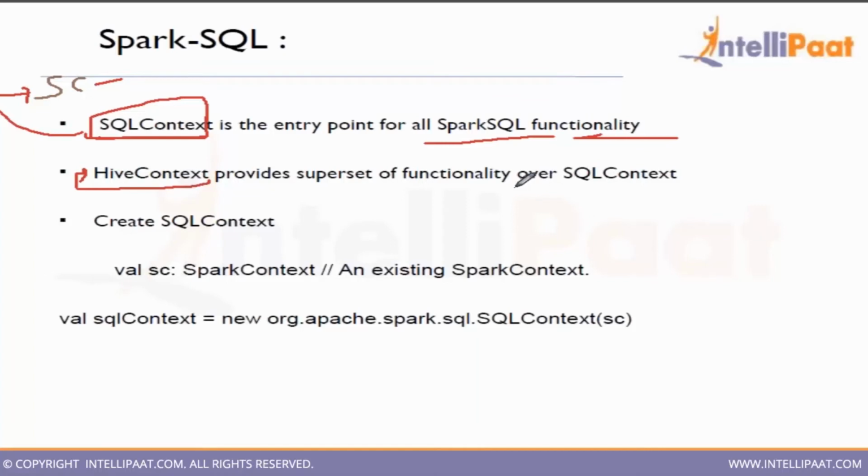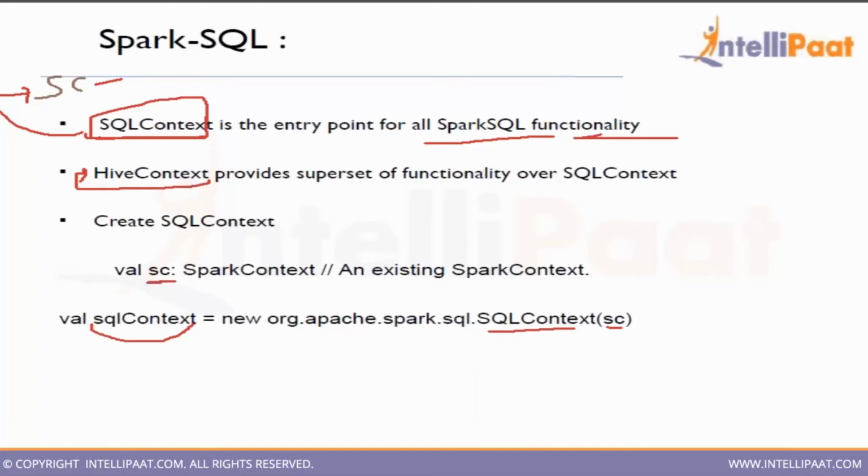How do you create the SQL context? You get SC by default in the terminal. If not in terminal, then you create the Spark context, and then out of this Spark context, you create the SQL context like this. So you say val sqlContext equals new org.apache.spark.sql.SQLContext, and pass the Spark context as a parameter here. Yeah.